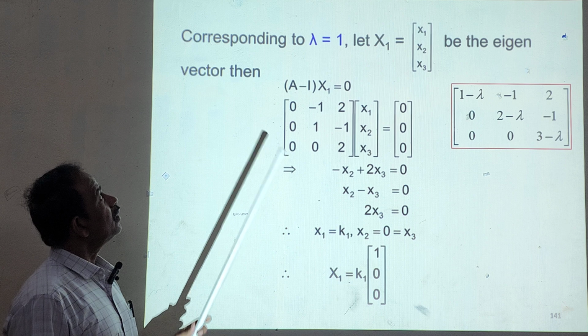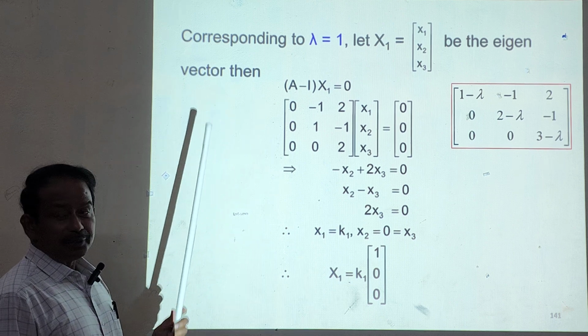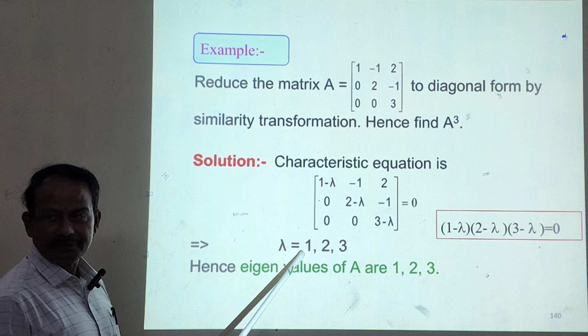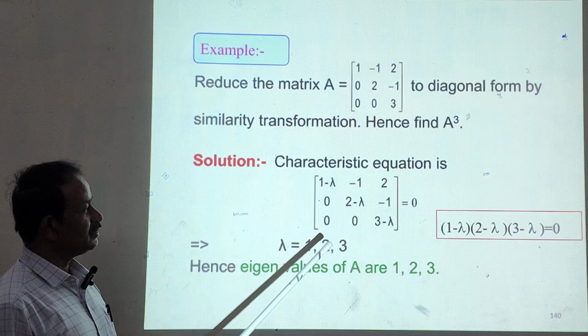Okay. Now we are going to find the eigenvectors. So substitute lambda equal to 1 first in this equation.